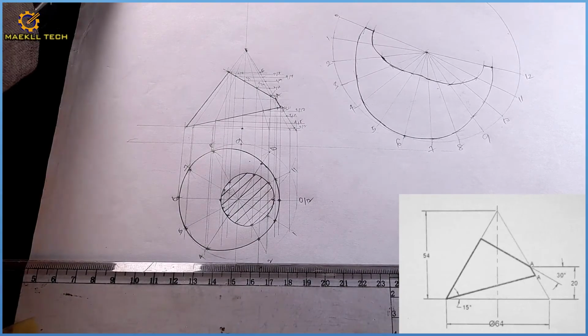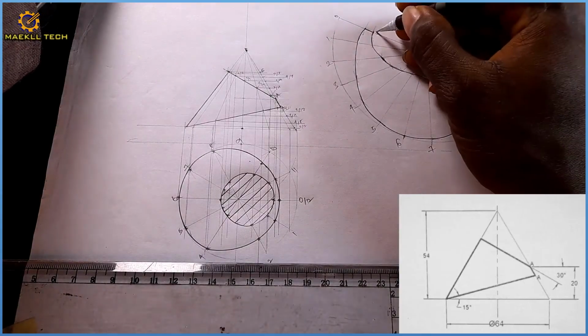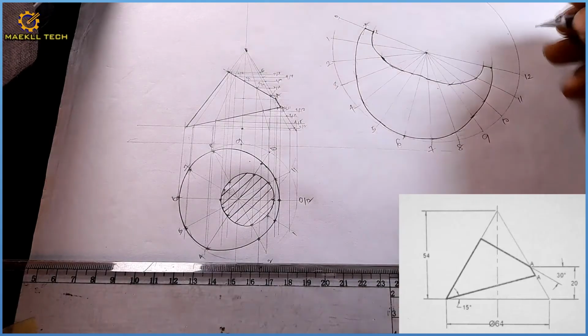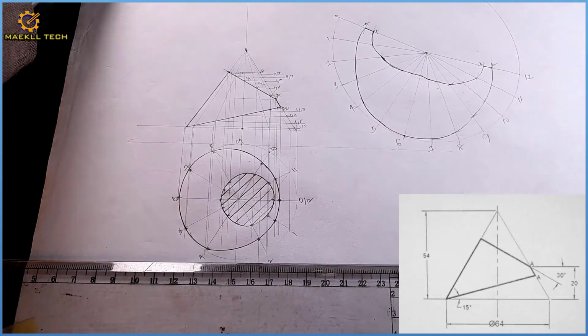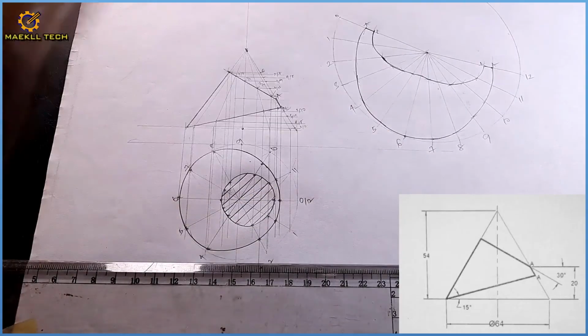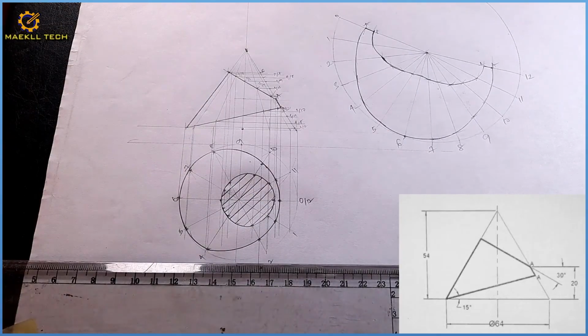So making AA the same, which is the shortest side. So this is the same. A. That is the same. And this is the surface development of the object displayed here.